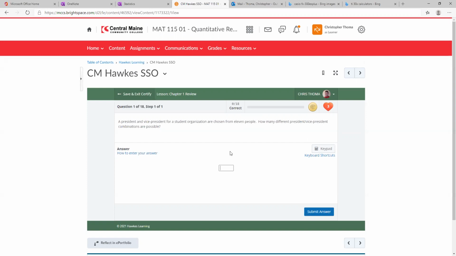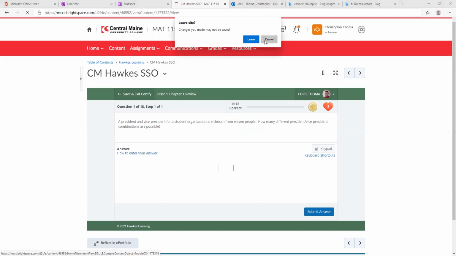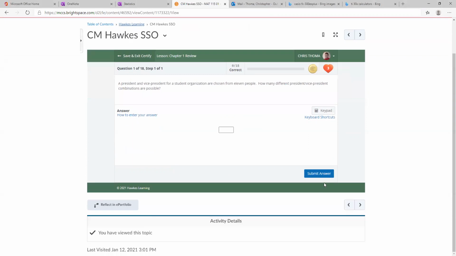Question. The book correlates with the review. So we should read the chapter first. First of all, that's the first thing we should do. Read the chapter, go over the chapter, sort of know the chapter. And then go on to the Hawks if we choose to take that route.